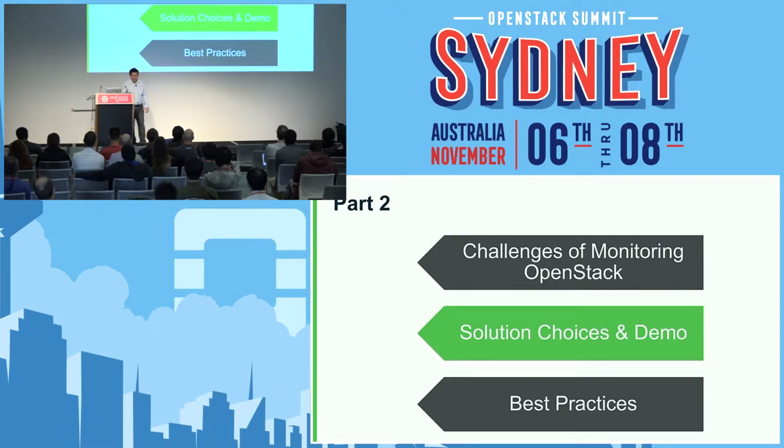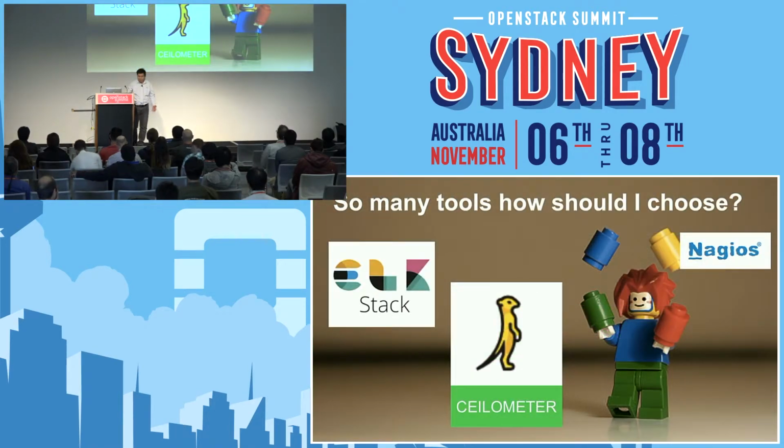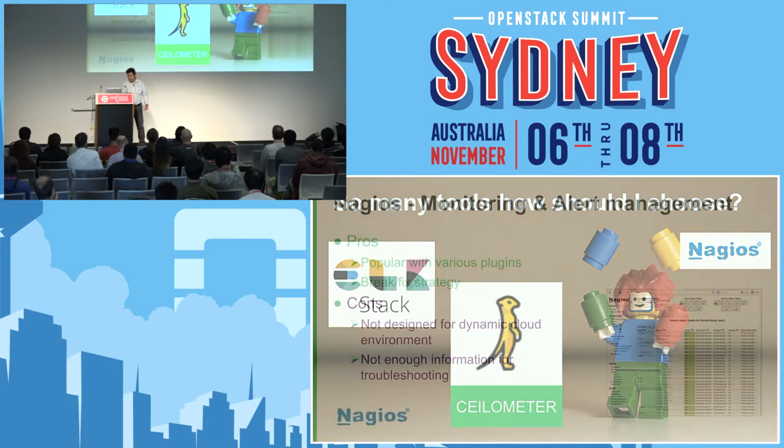Okay, so with all these key requirements in mind, let's walk through what we have today in the open source world. There are many choices. We have some very popular ones like Nagios. We also have some people thinking about using the ELK stack to do the monitoring as well. Some people think about using Ceilometer. Which one should I choose? So let's take a look one by one.